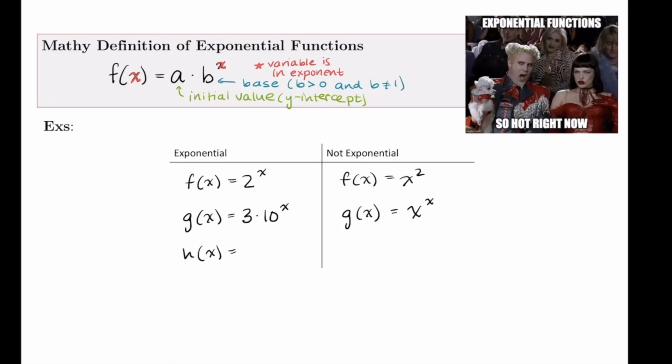Here's one more example. We could even have our base be maybe a fraction or a decimal. Doesn't have to be a whole number. So here it's 4 times 1/2 raised to the x, right? So here the a initial value is 4, and then the base here is 1/2. Okay, here's one more example of a non-exponential function, -3 to the x, right? We can't have our base be negative. It's got to be positive. So this is not an exponential function.